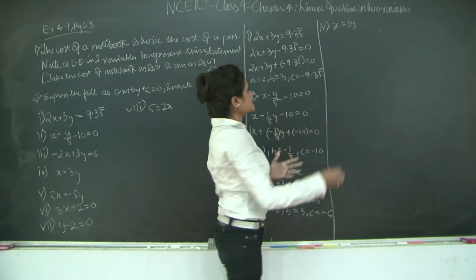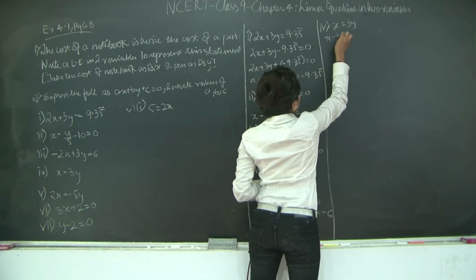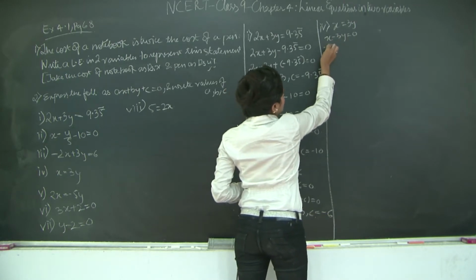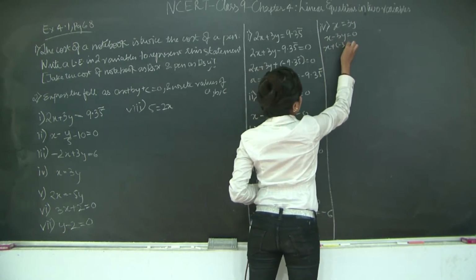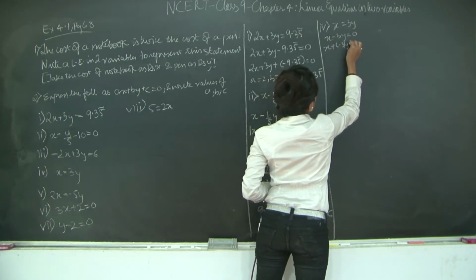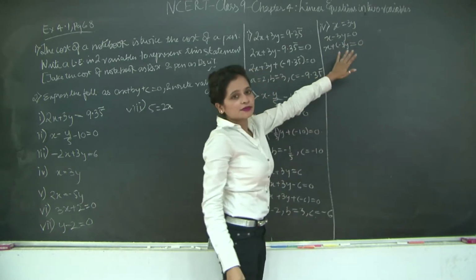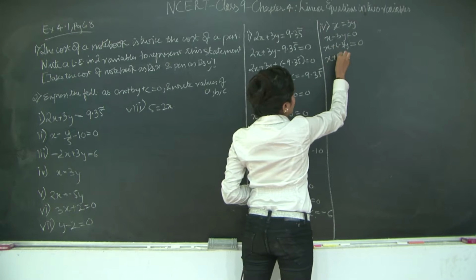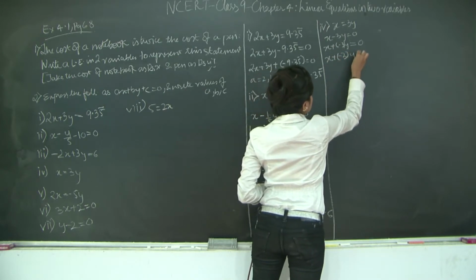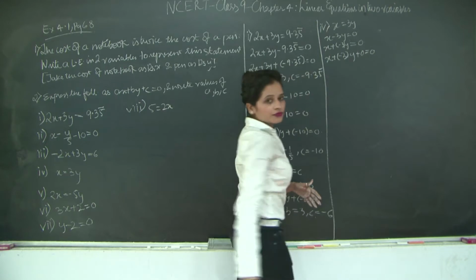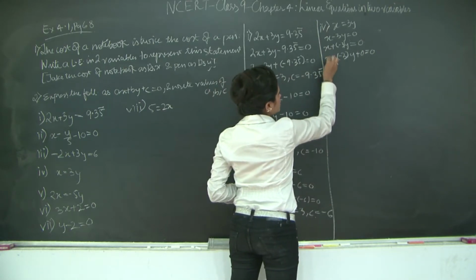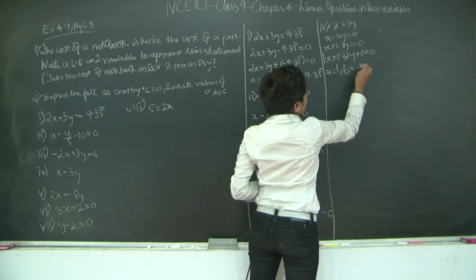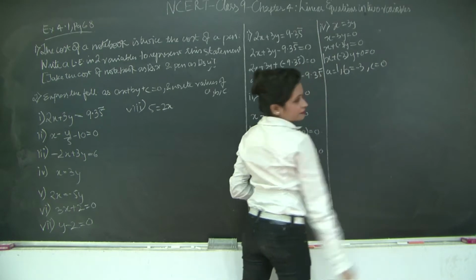Let's shift 3y to the left hand side. So what do I get? x minus 3y is equal to 0, right? Now this can be written as x plus minus 3y is equal to 0. But you have only ax plus by. How about c? Since there is no c, I am just going to add a 0. x minus 3y plus 0 is equal to 0, right? Therefore, a is 1, b is equal to minus 3 and c is equal to 0.